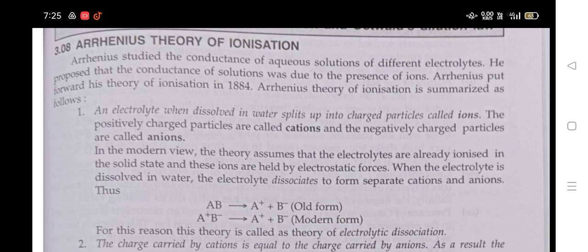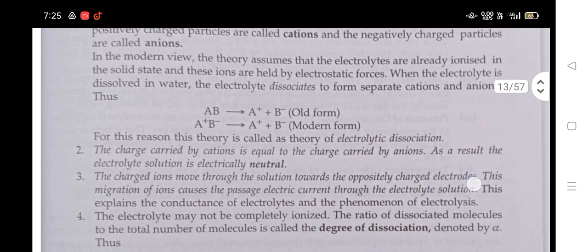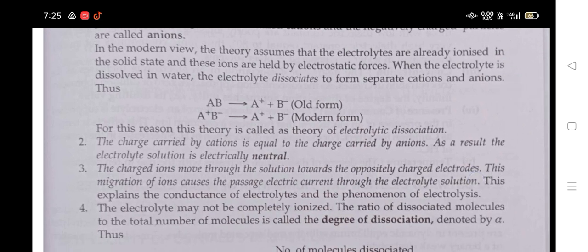When the electrolyte is dissolved in water, the electrolyte dissociates to form separate cations and anions. AB gives rise to A⁺ plus B⁻, and in the modern form, A⁺B⁻ turns to A⁺ plus B⁻. For this reason, this theory is called the theory of electrolytic dissociation.